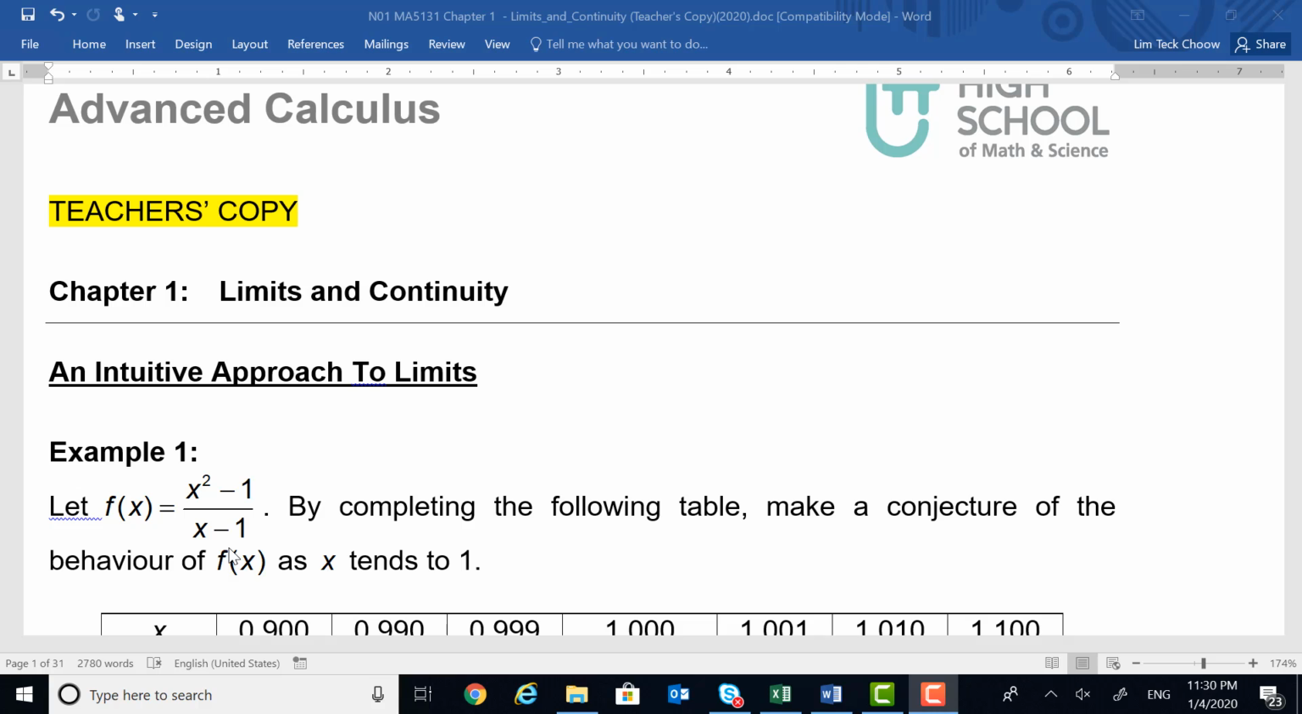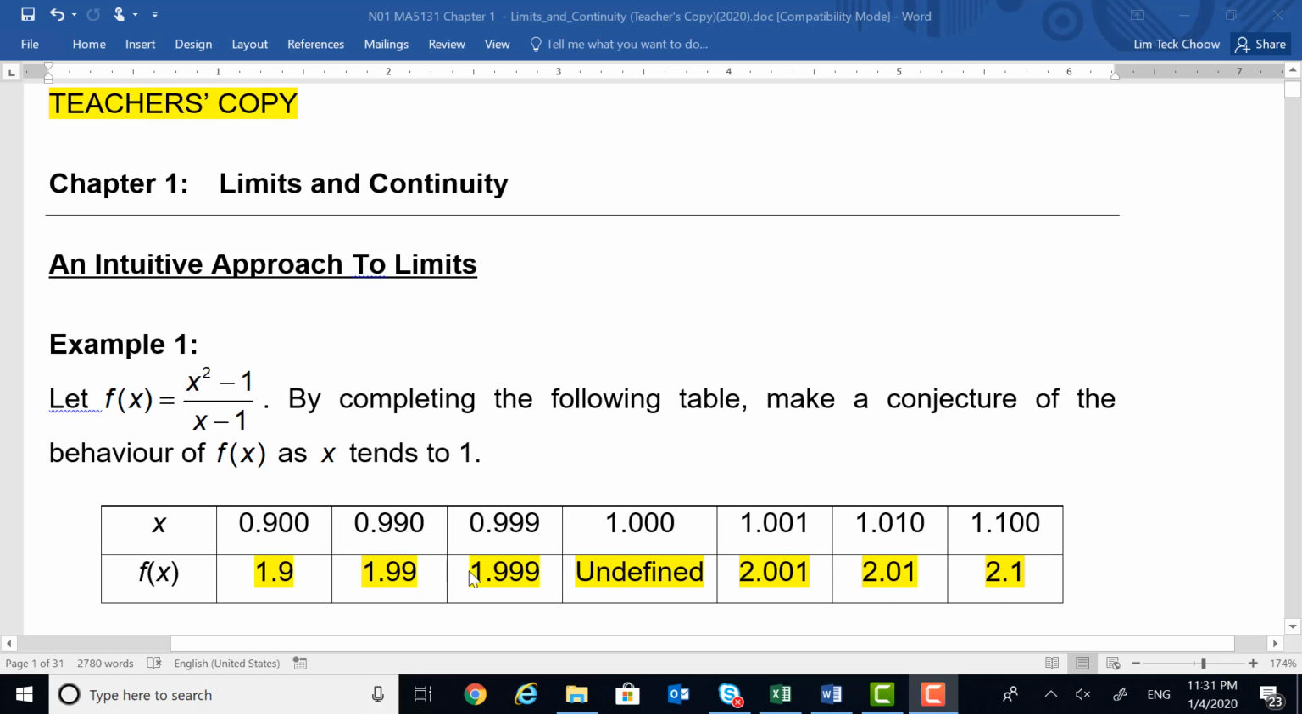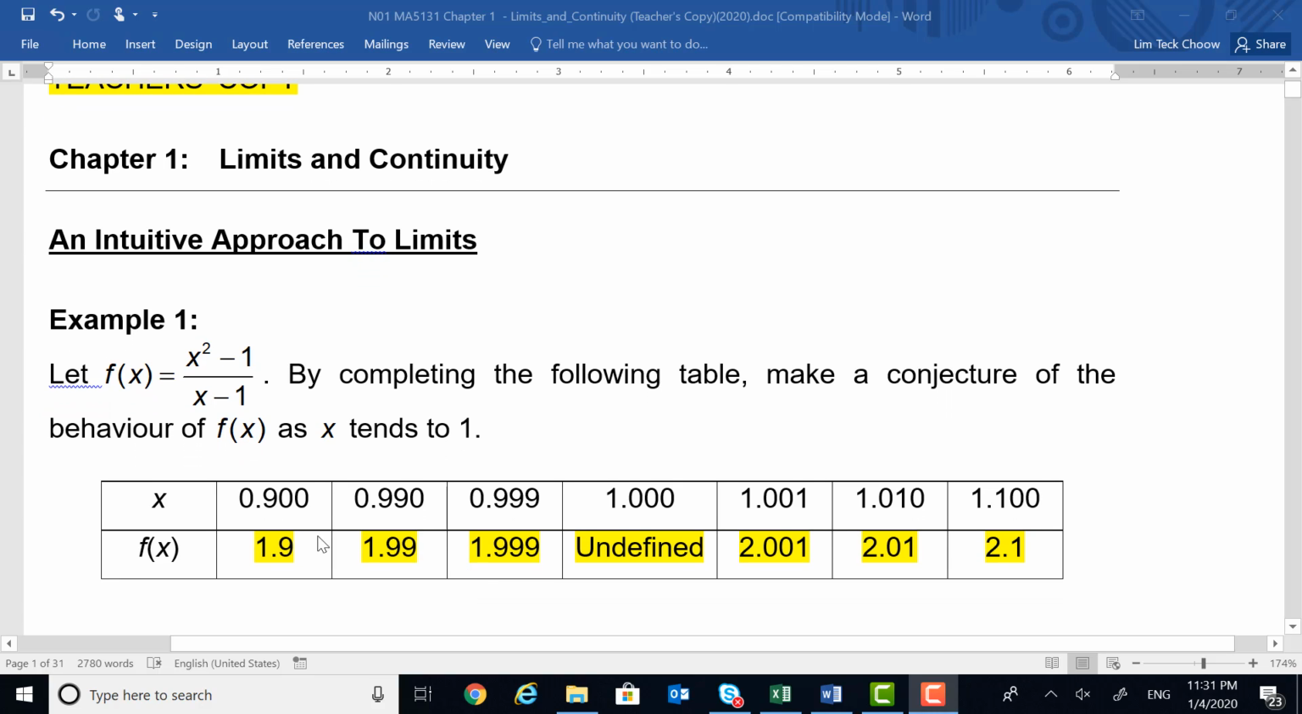You want to note that in this case, this function is actually undefined at the value x equals 1. Even so, we can still study how this function behaves as x tends to 1. And to do this, let us fill in the values in this table. You want to notice that the x values here actually approach the value 1.